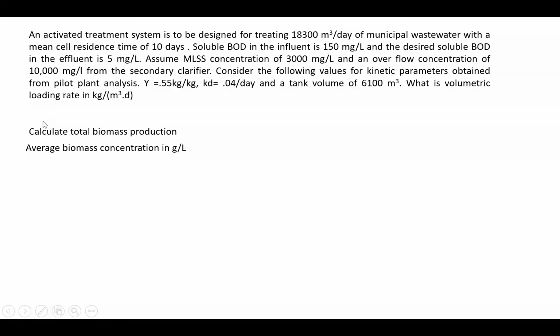What is the volumetric loading rate? So we have to calculate three things. The first one is the volumetric loading rate, the second is the total biomass production, and the third is the average biomass concentration. These three things we have to calculate. I hope you also have your notes, and you can just scribble down the data which is given, and we'll start.